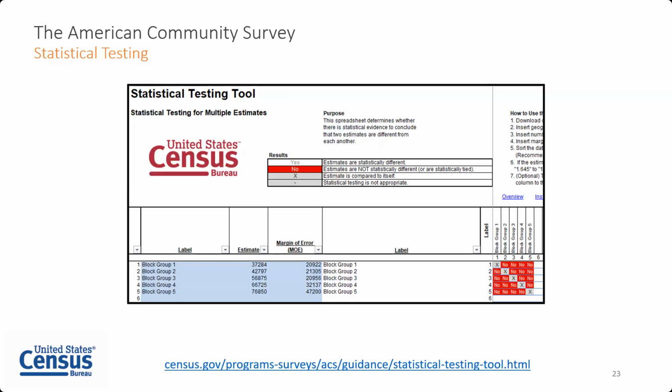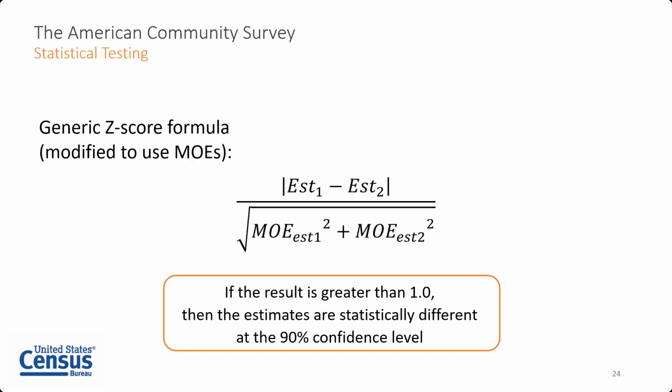So here we can see that none of our hypothetical block group estimates are significantly different from each other. This is due to their large MOEs, which we actually saw earlier. So now let's say that even though you do have the Census Bureau's statistical testing tool available to assist with statistical analysis, you still want to perform the testing yourself. Great, let's walk through that together.